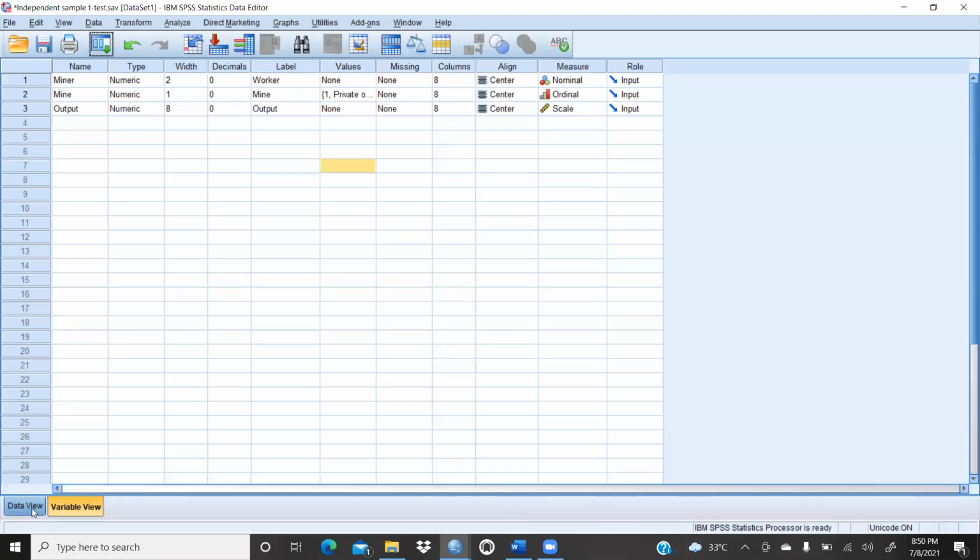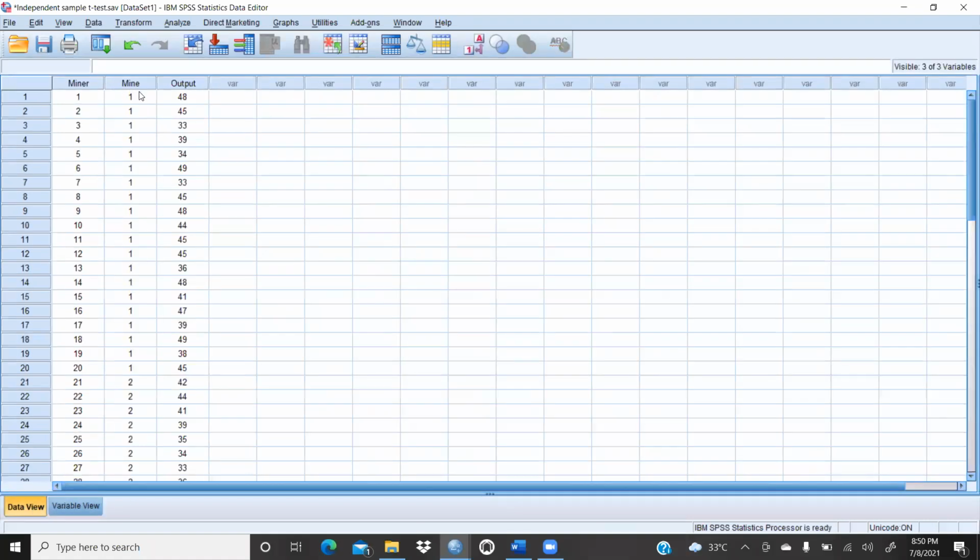I have taken, here in the data view, mine output. These are the mines: one is privately owned mines and two is government owned mines. And this is the output by the workers who are working in these mines. You could see here the total number is 44, so I collected data from 44 workers.